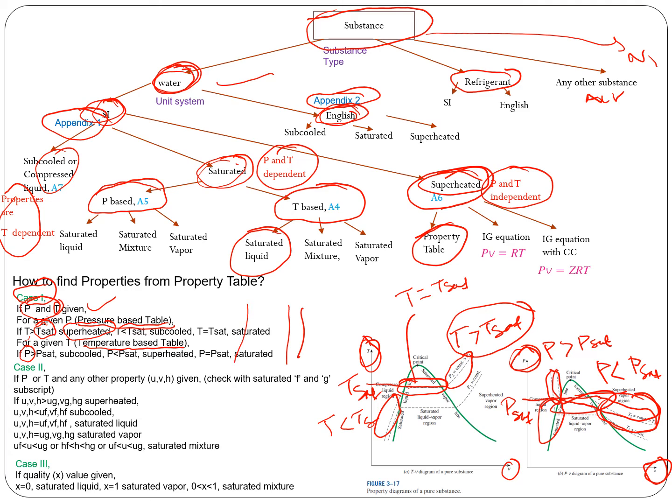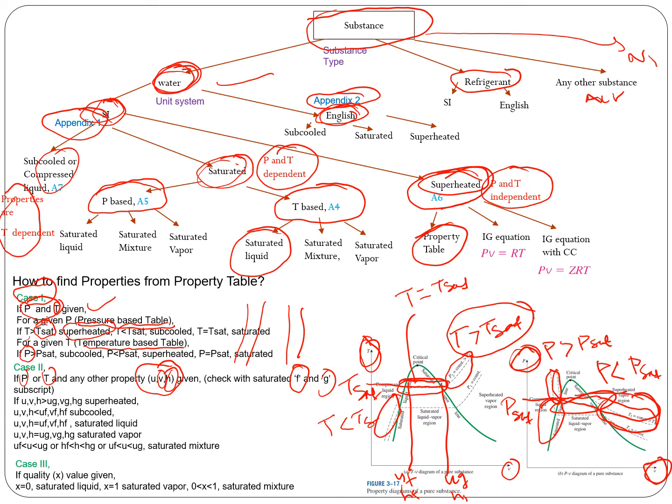Okay, so that's the first case, when the pressure and temperature are given. The second case is either pressure or temperature and any other property. It could be specific internal energy, specific volume, or specific enthalpy that is given. In that case, you are comparing with the subscripts f and g. That means you are comparing with these values: u_f, h_f, u_g and h_g. So you always need to compare with these values.